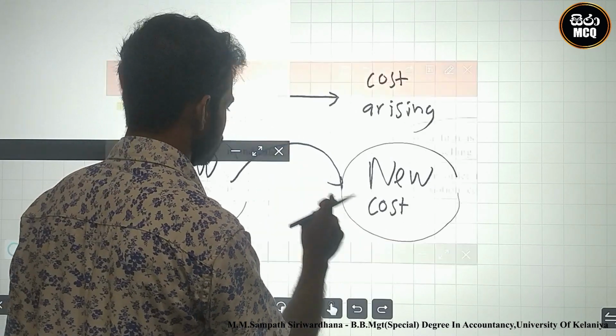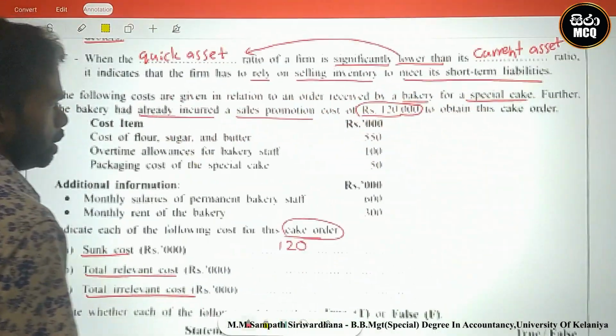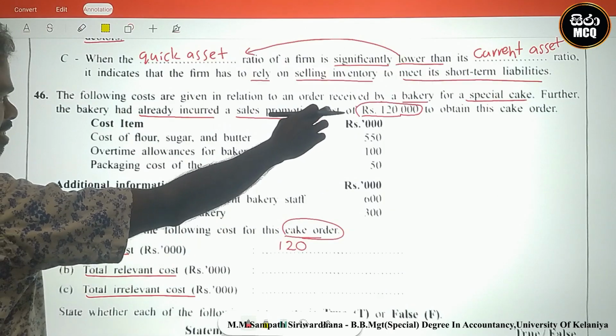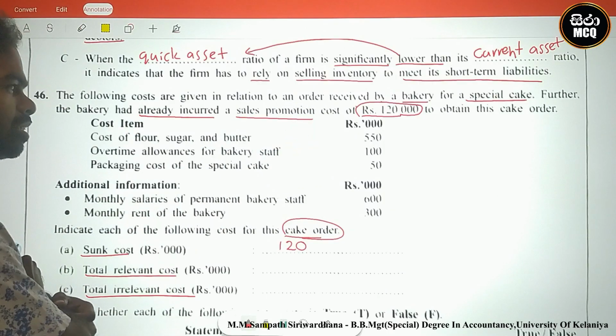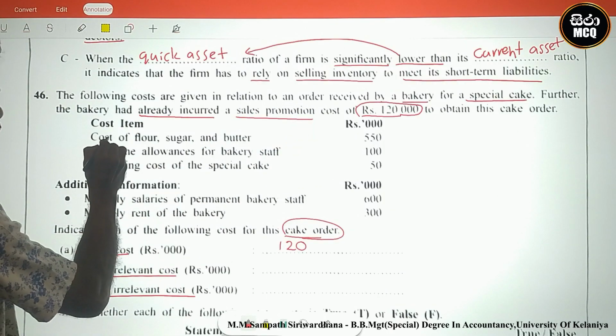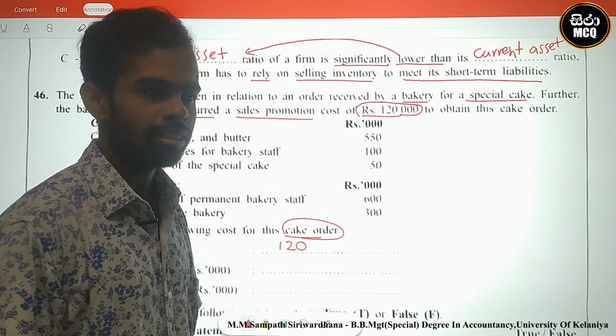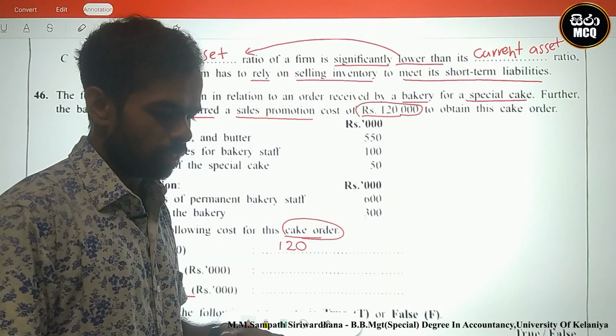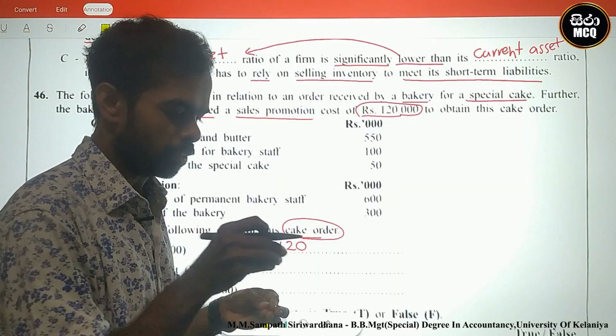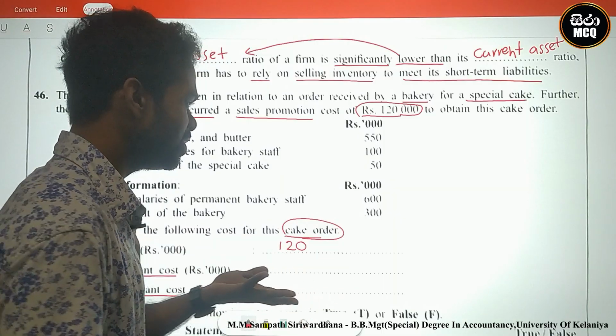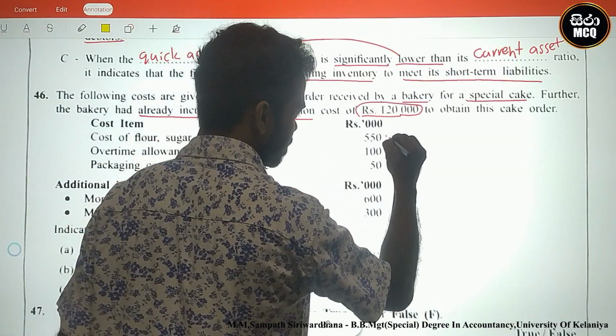Okay, what are they? We cannot include this 120 sales promotion, because it is a sunk cost. Now the cost of flour, sugar and butter: can you include it? Yes, based on the new cake, we must include the sugar and flour. Therefore, this is a relevant cost.